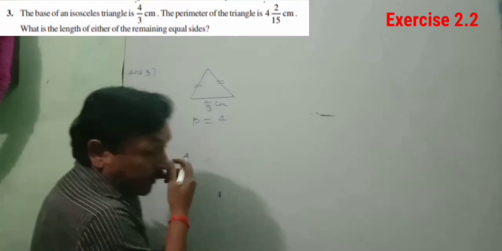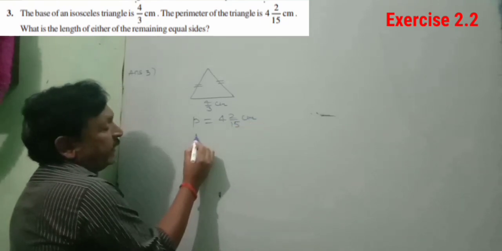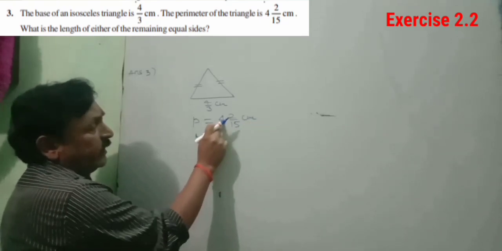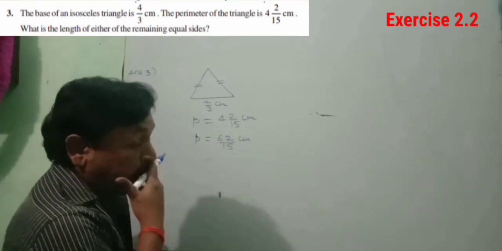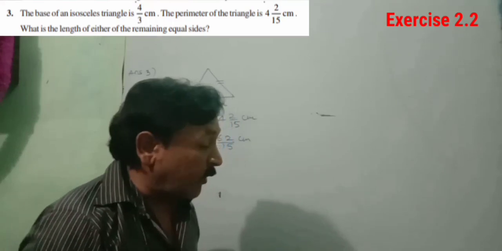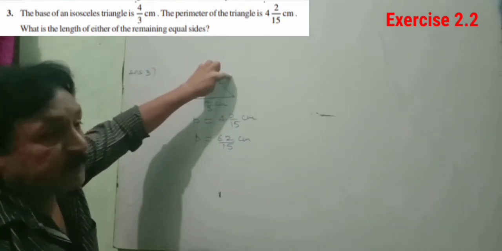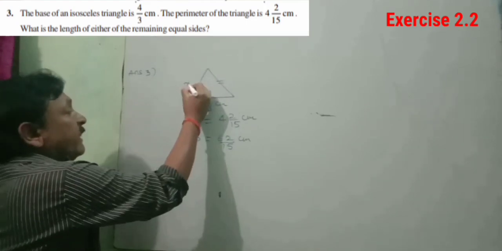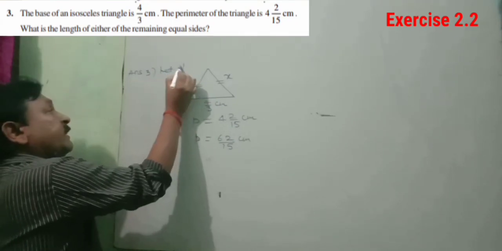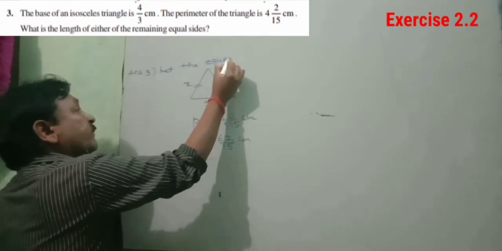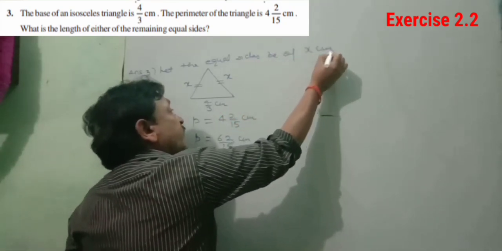How much? We can say 4 2 upon 15 centimeter. So we can write it in a proper way. Yes, 15 into 4, 60. 60 plus 2, 62 upon 15 centimeter. Now the question is saying what is the length of the remaining equal sides. Means we have to find out the length of these sides. We don't know. So we can take it x centimeter, x centimeter. So we can say let the equal sides be of x centimeter.